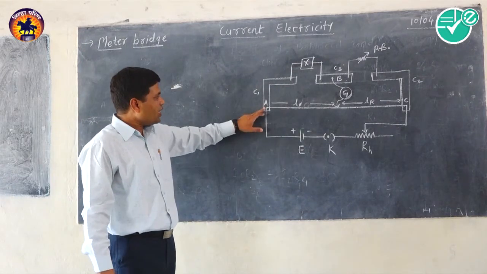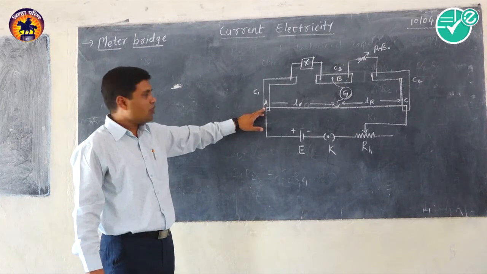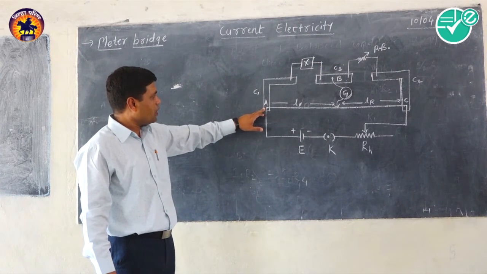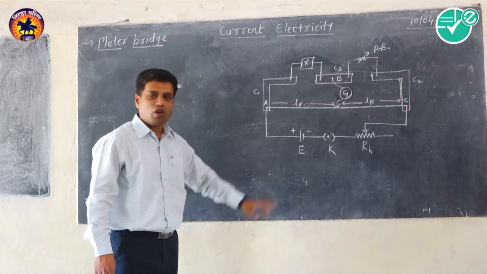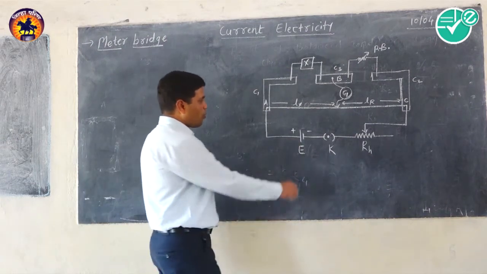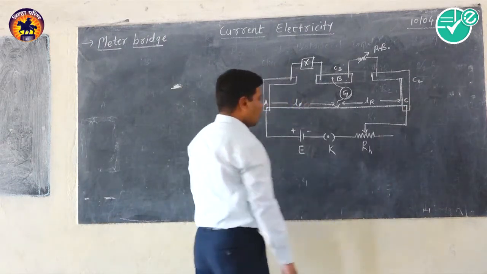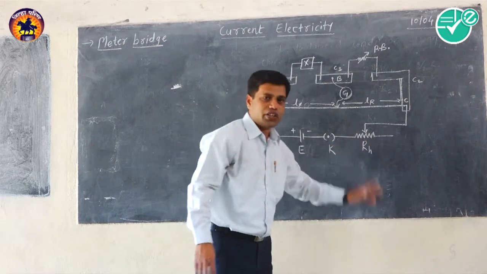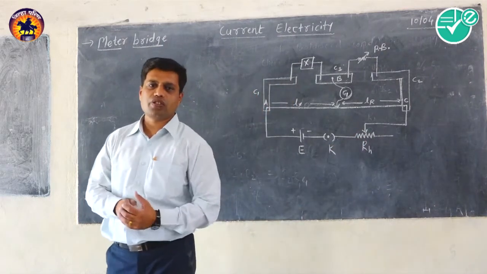Now the point A from copper strip C1 is connected to the positive terminal of a battery, and the negative terminal of the battery is connected to the point C via key K and rheostat RH. This is a very simple construction.